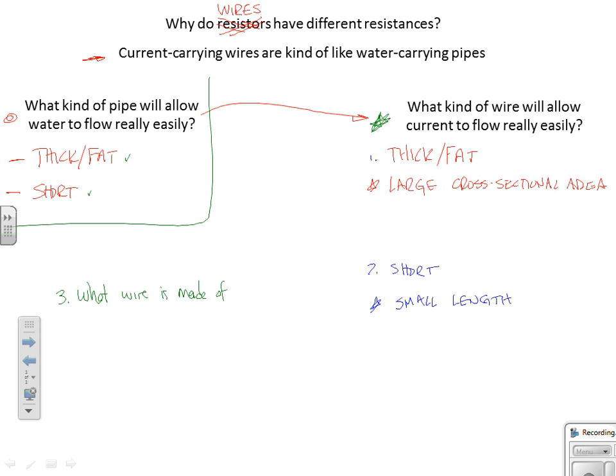And so, copper is a good conductor. Gold is an even better conductor, I think. Aluminum I don't think is as good a conductor, but that's a property of the metal, and this has to do with something called resistivity. Not resistance, resistivity. All right, this is what we call a property of the metal itself.